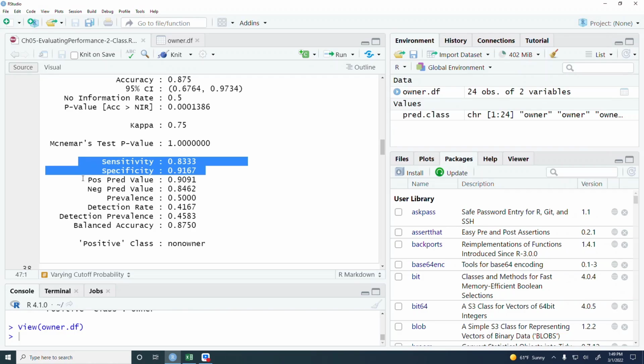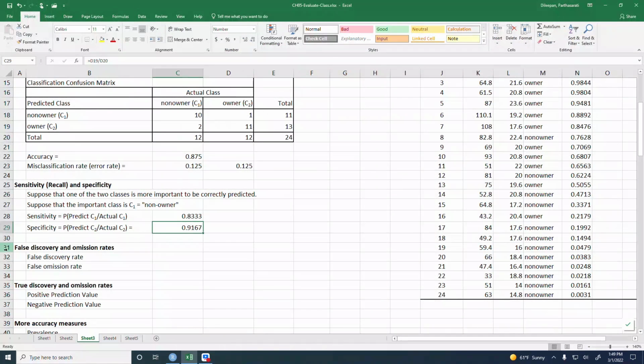Okay. Now, positive predicted value and negative predictive value. Okay. So, those are next. So, positive predictive value and negative predictive value, and these come from the discovery rate. So, false discovery rate. Okay.